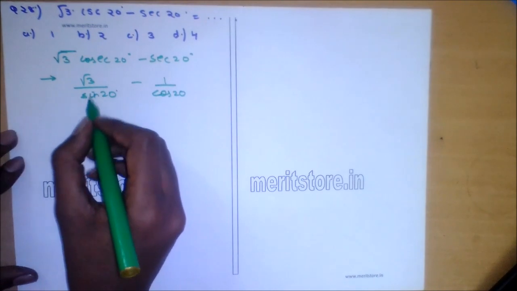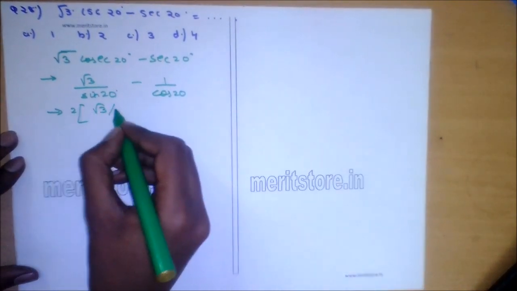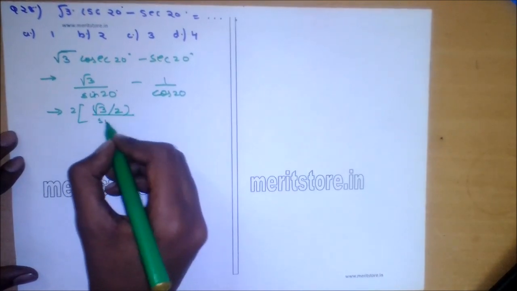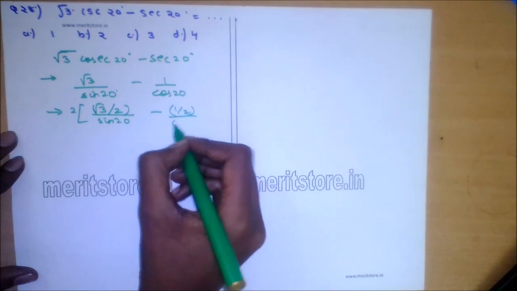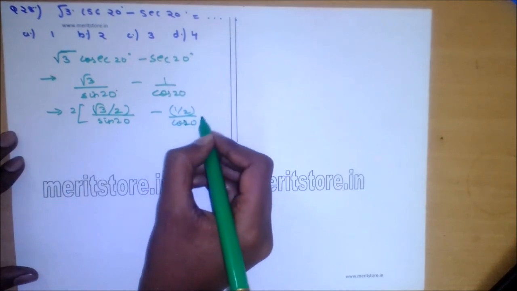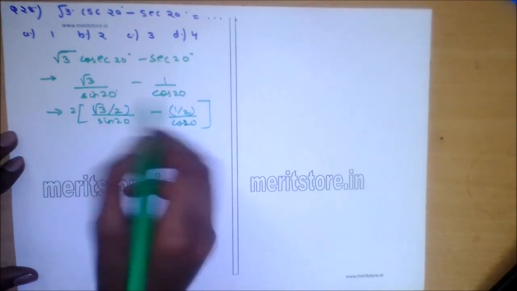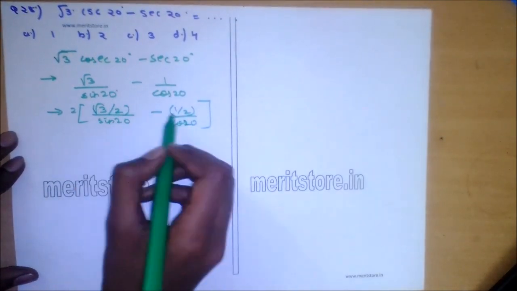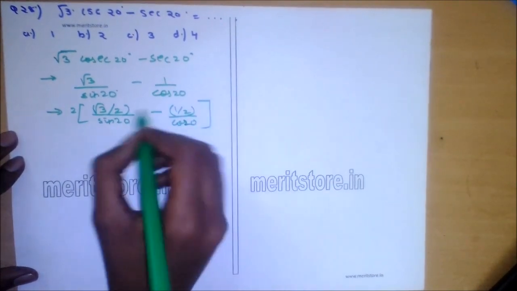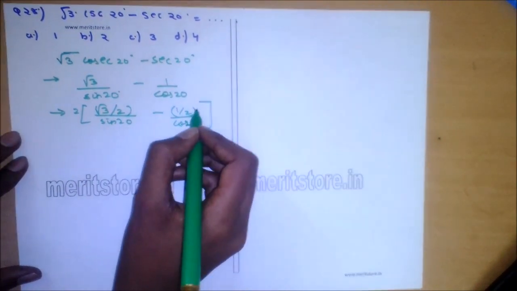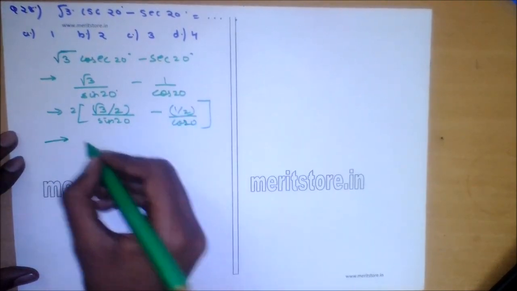Now we divide and multiply by 2. So we get 2 into root 3 by 2 upon sin 20 minus 1 by 2 cos 20. We are doing this so that we can get something in terms of sin and cos. Since root 3 by 2 and 1 by 2 are sine of 60 and cos of 60 respectively, we can get another trigonometric function.